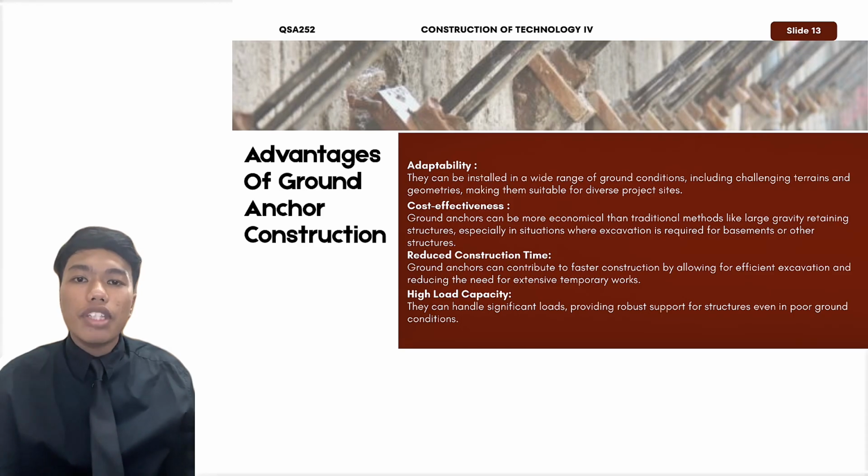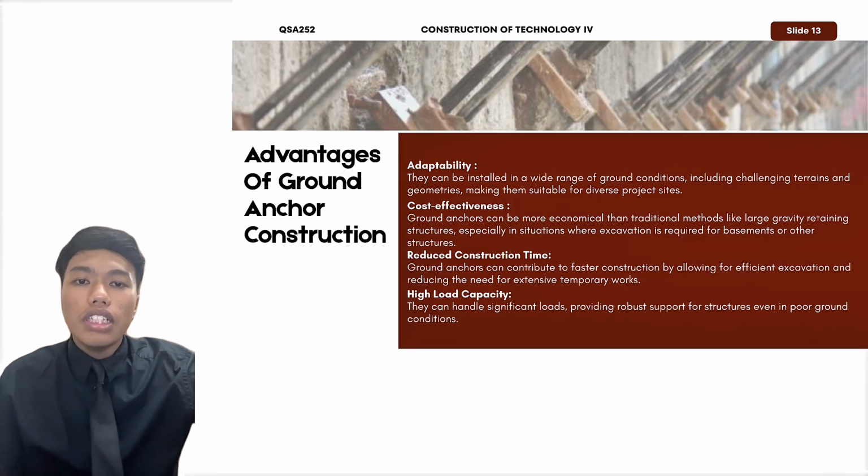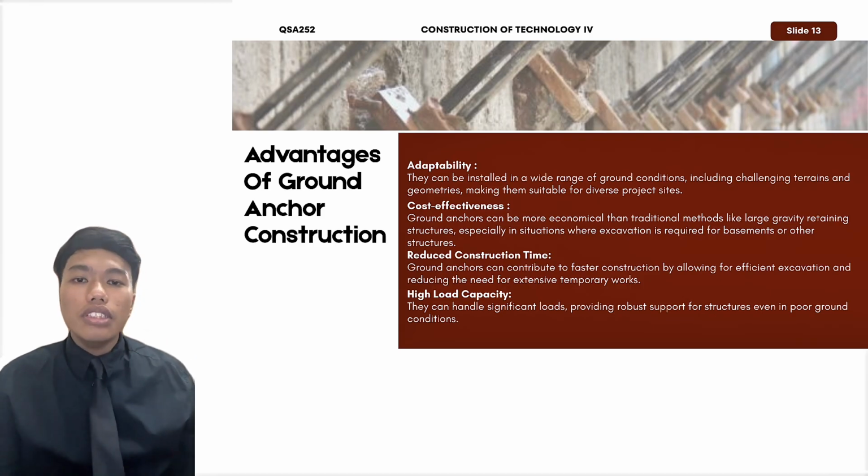The next one is adaptability. They can be installed in a wide range of ground conditions, including challenging terrains and geometry, making them suitable for diverse project sites. And reduced construction time is another advantage, because ground anchors can contribute to faster construction by allowing efficient excavation and reducing the need for extensive temporary works. And the last one is high load capacity. It is because they can handle significant loads, providing robust support for structures even in poor ground conditions.